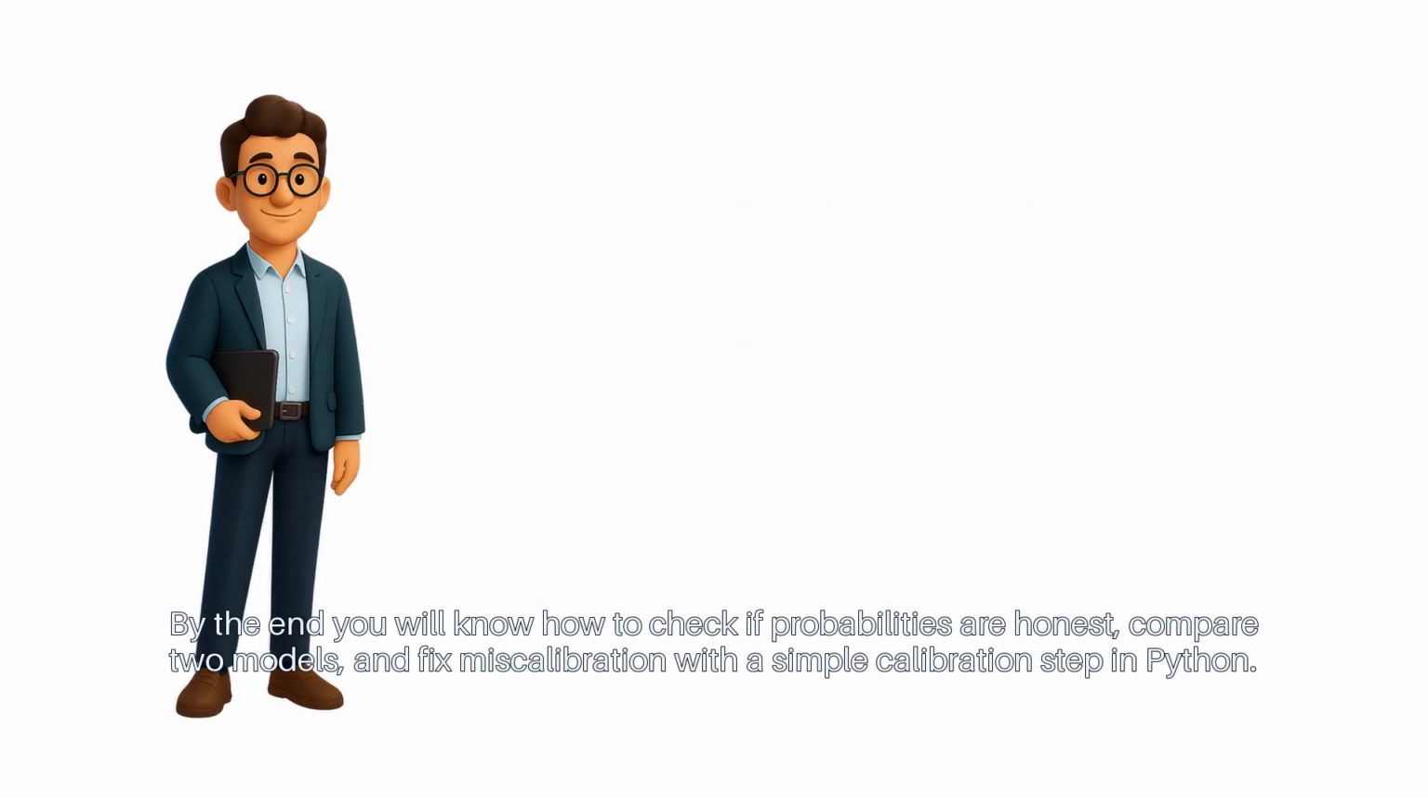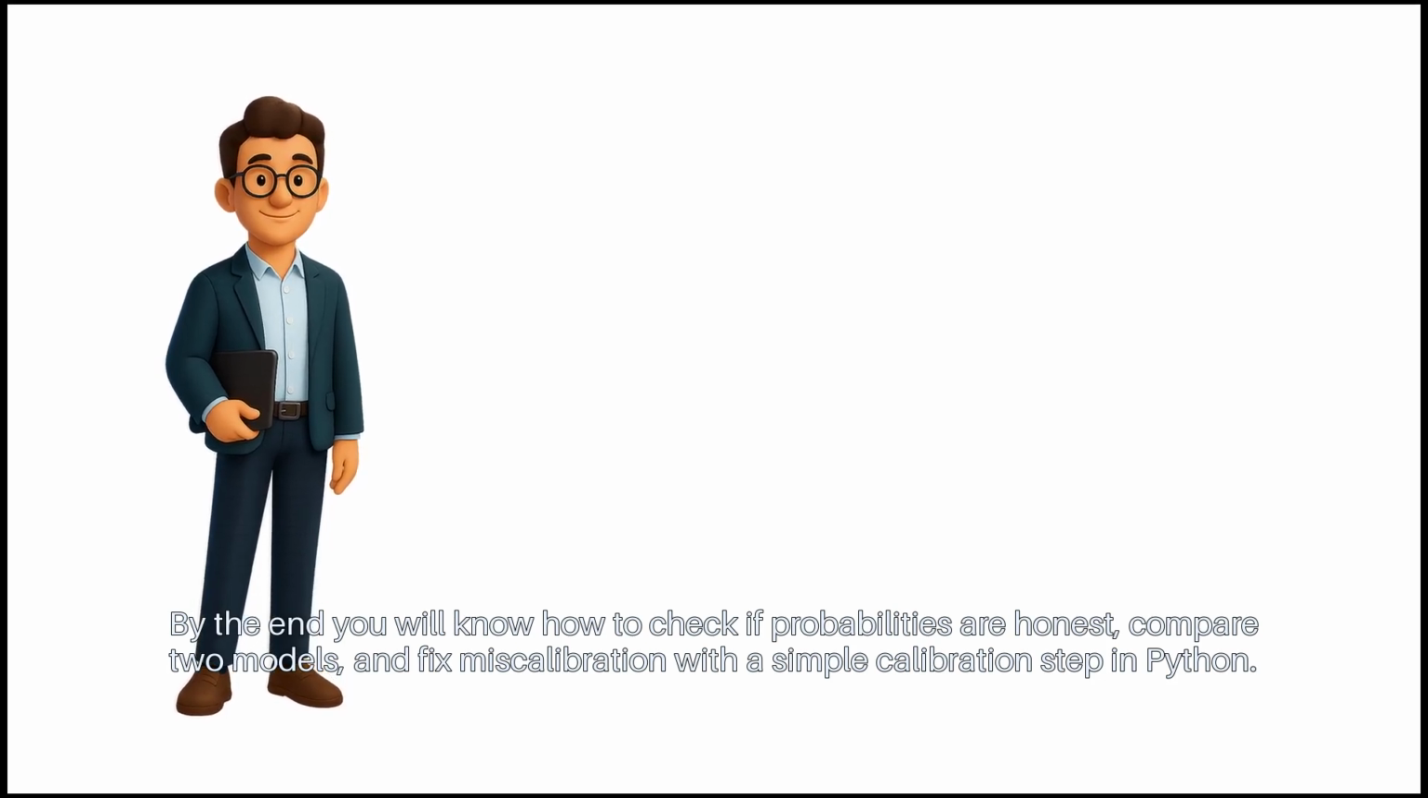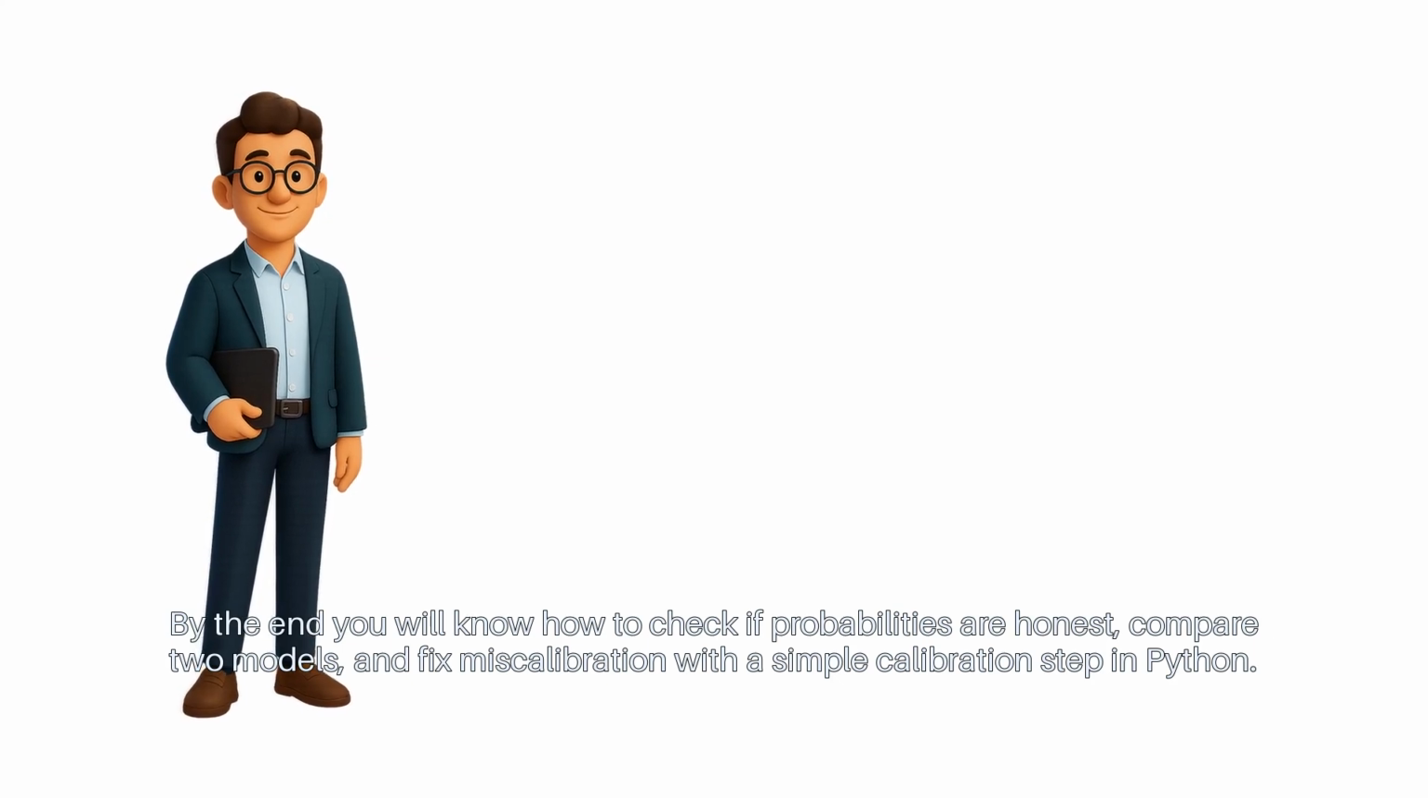By the end, you will know how to check if probabilities are honest, compare two models, and fix miscalibration with a simple calibration step in Python.